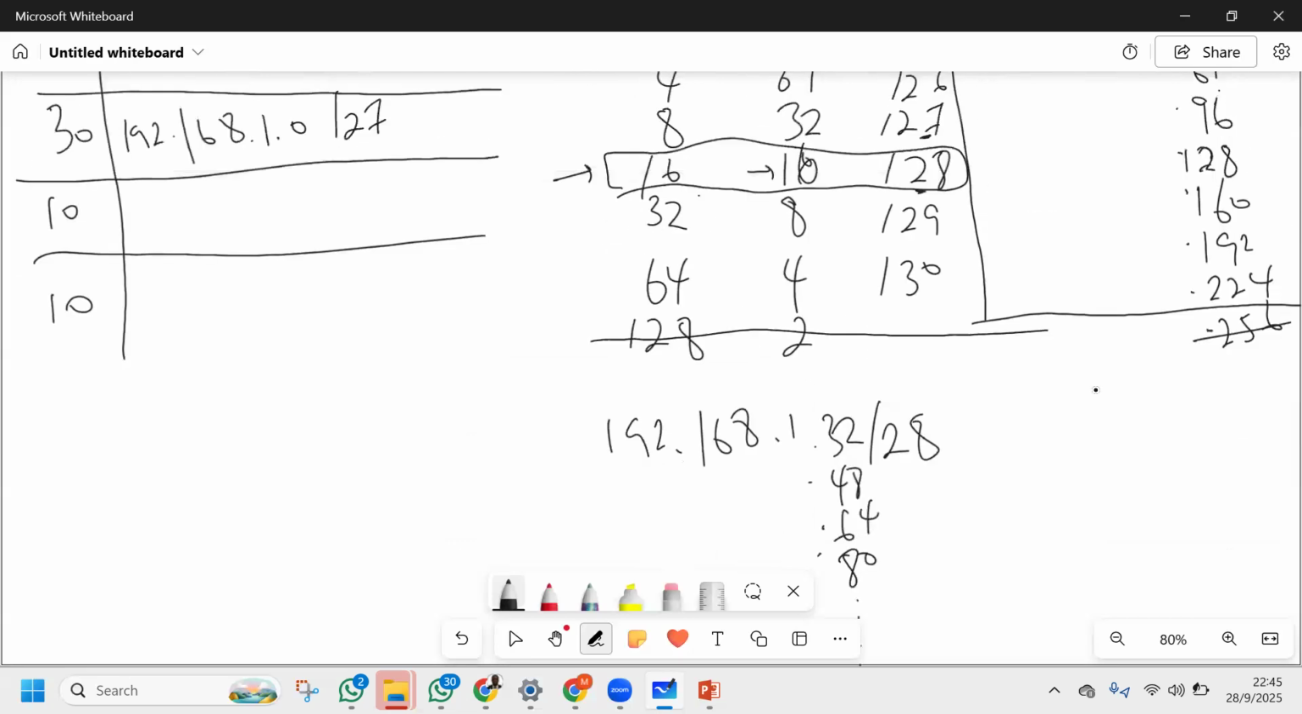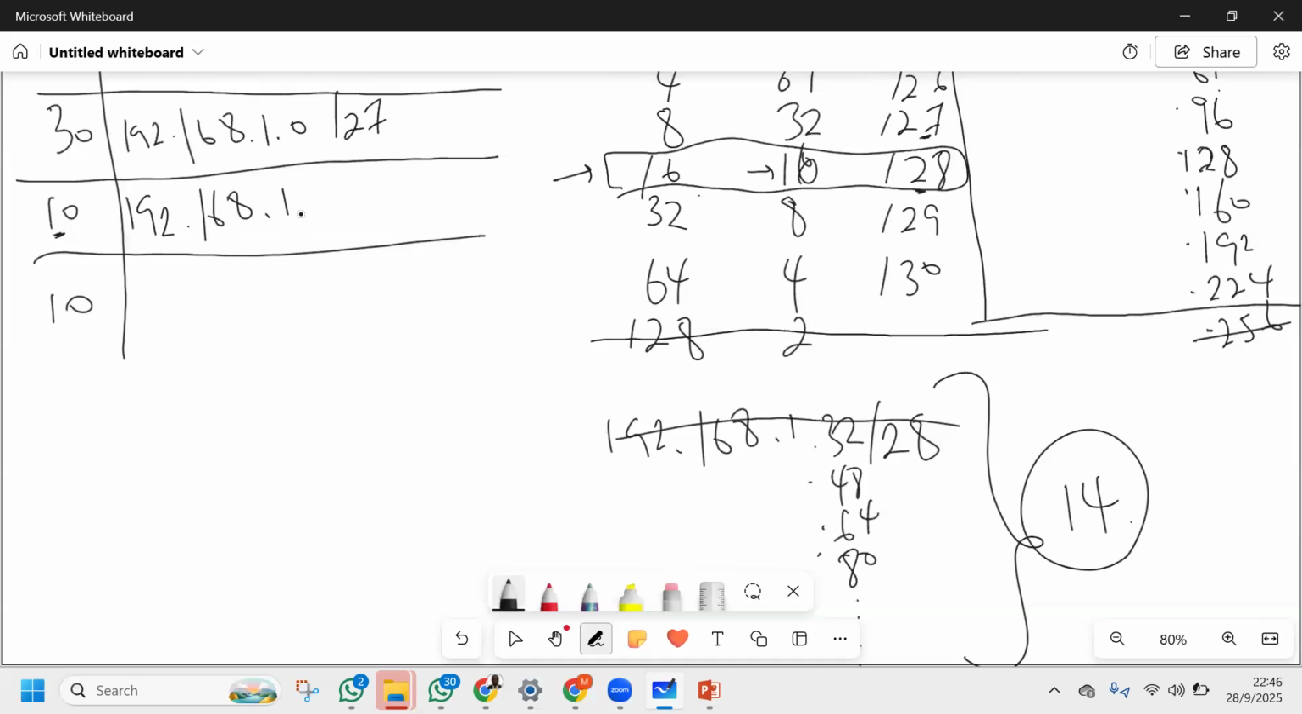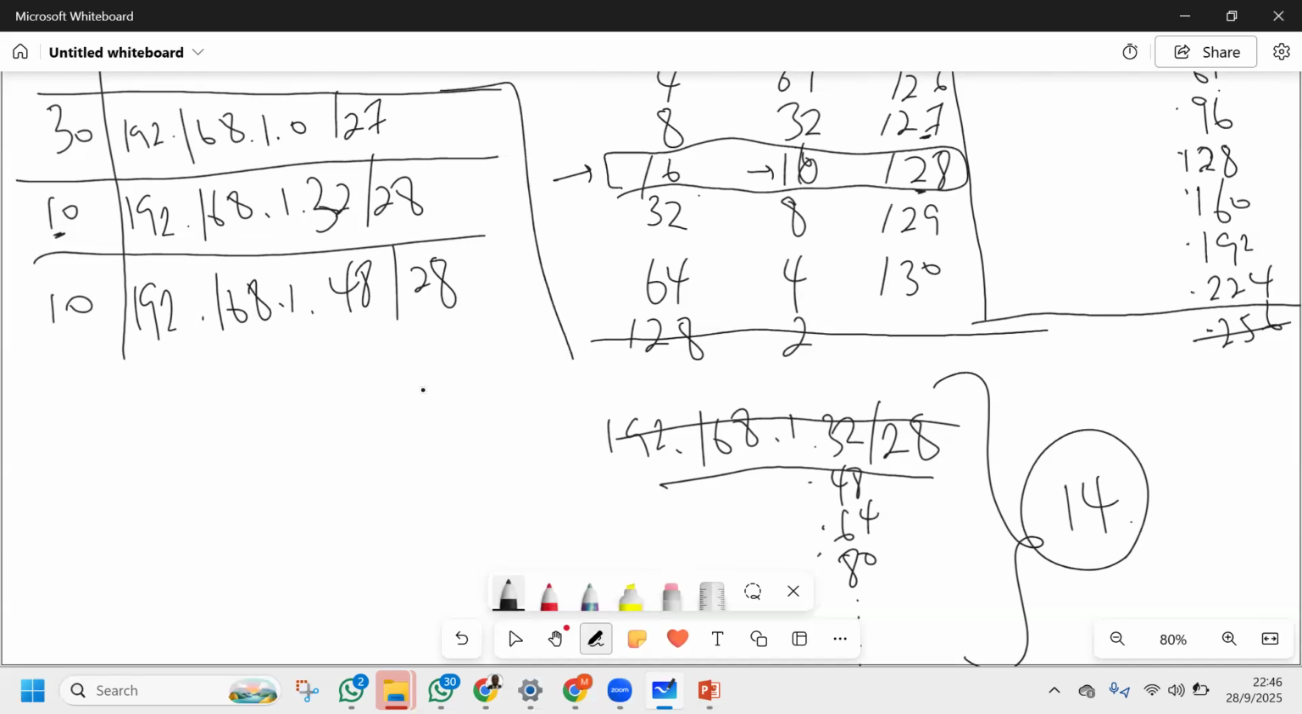Then I know that all these networks accommodate a maximum of 14 addresses. From those 14 addresses, I need only 10. So I can pick this network, 192.168.1.32/28, for this network. I can pick the next one, 192.168.1.48/28. And that is all. I have a range of IP addresses that I can assign for all my networks. That is basically what subnetting is.